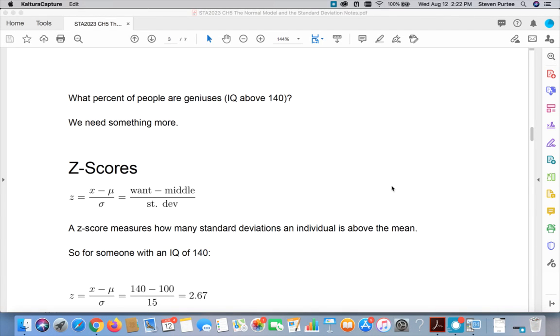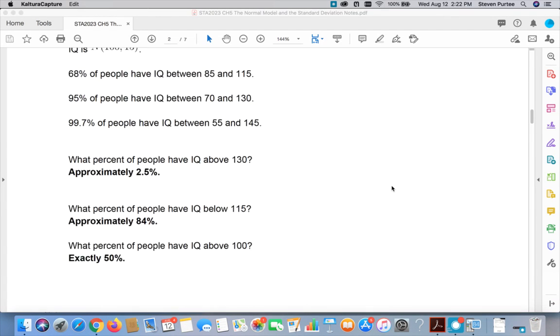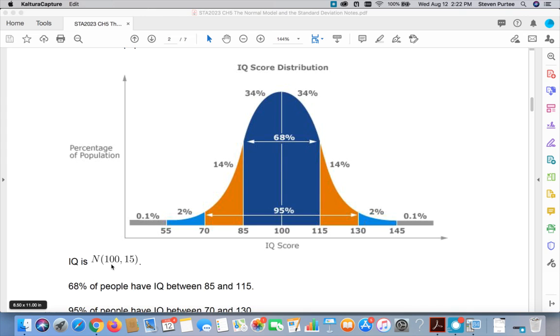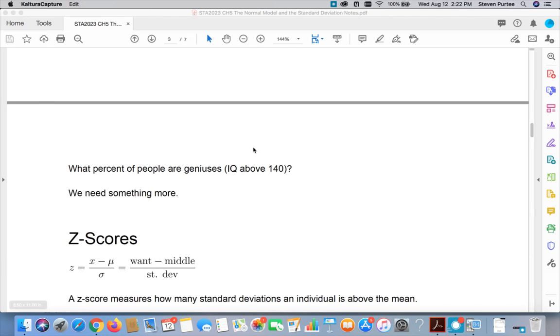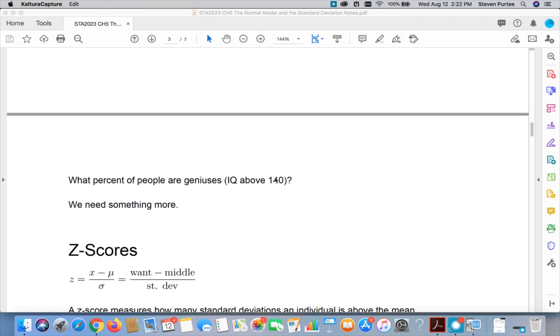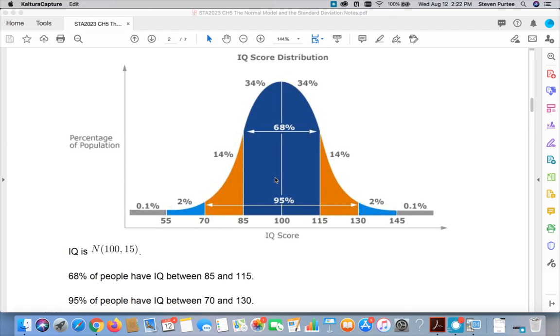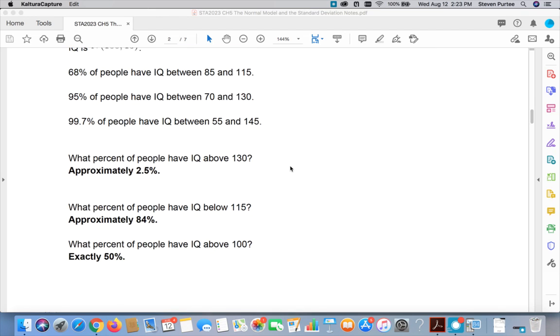Okay, we are still talking about IQ here. Remember, we have IQ as a normal distribution with mean 100 and standard deviation 15. I want to know what percent of people have IQ above 140. That's genius level. Well, from our empirical rule, we never landed exactly on 140 because we were going by 15s. So we're going to need some more advanced techniques. We can't use the empirical rule.